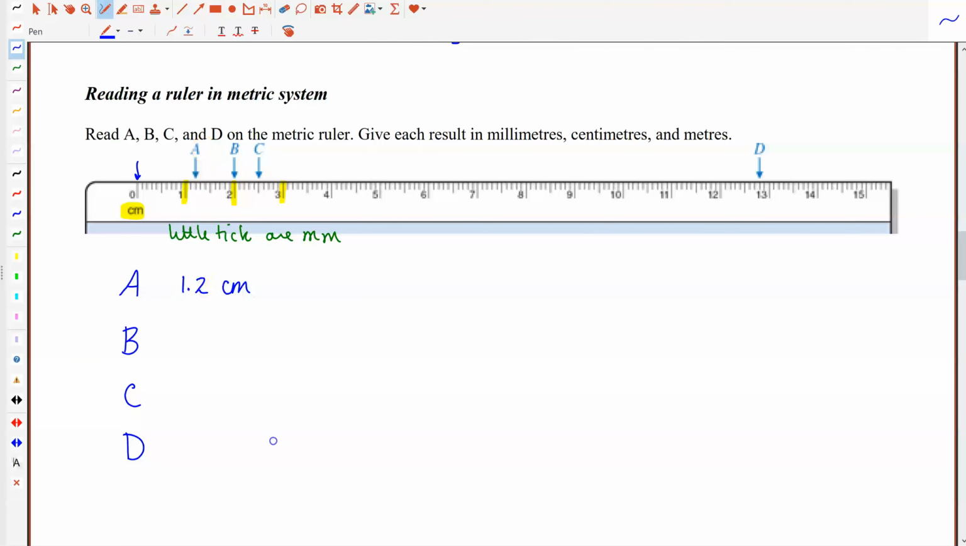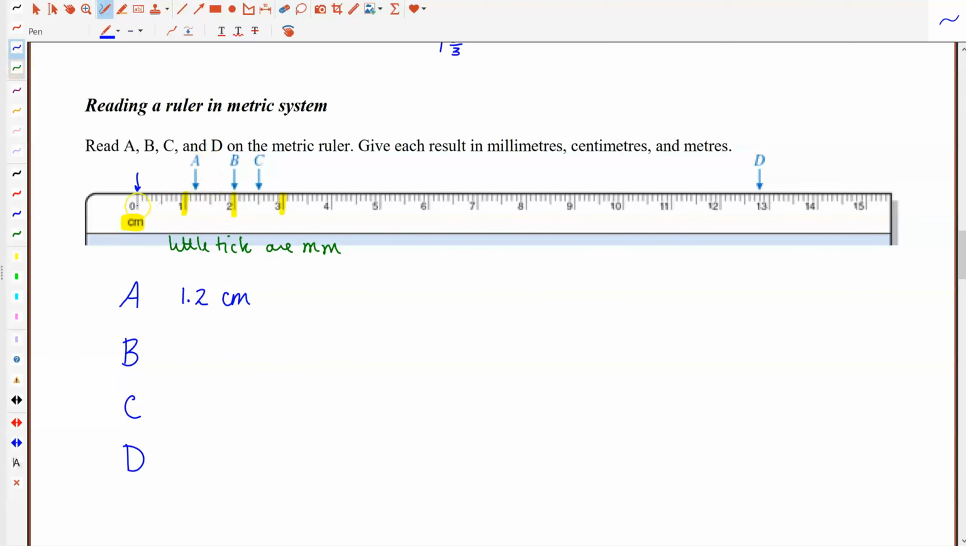But if you read all the little tiny ticks to get to A, it would be 1, 2, 3, 4, 5, 6, 7, 8, 9, 10. So at 10 ticks, I'm at 1 centimeter, right? So 10 millimeters is equivalent to 1 centimeter. And then 2 more tick marks over, so this is also the same as 12 millimeters. And then in terms of meters, remember that a millimeter is a thousandth of a meter. So if I'm at 12 millimeters, this is equivalent to 12 thousandths of a meter, which in its decimal form would be 0.012.